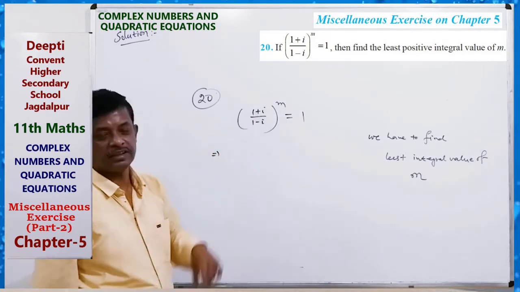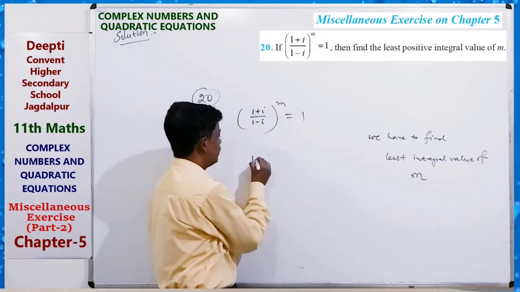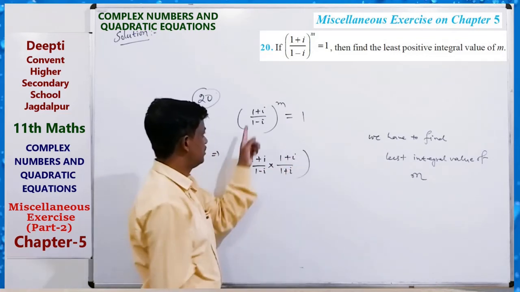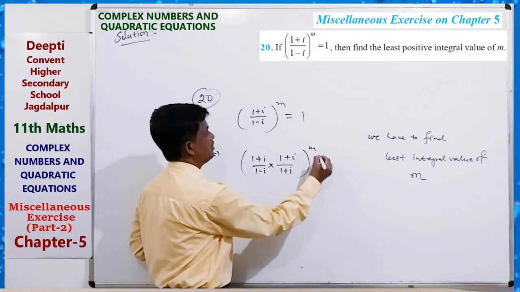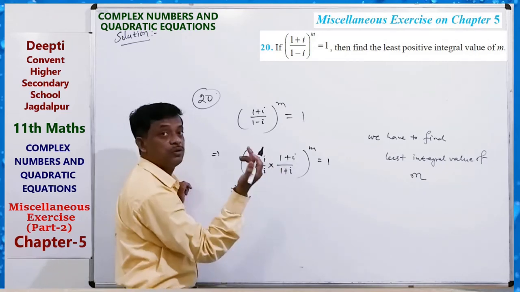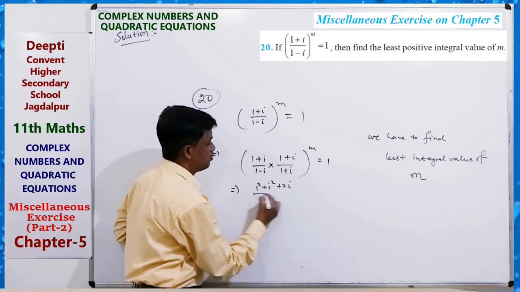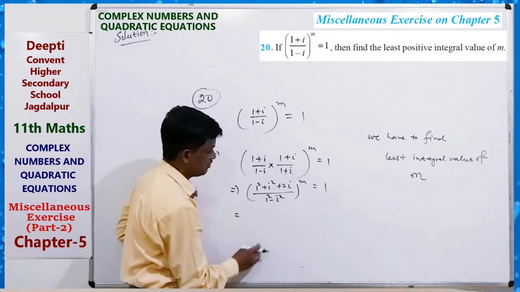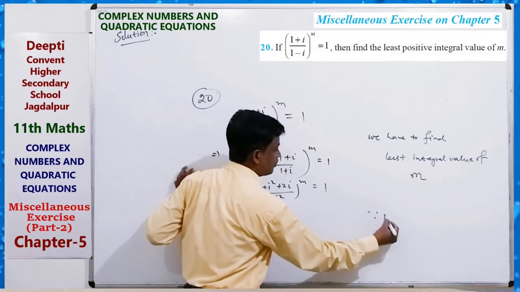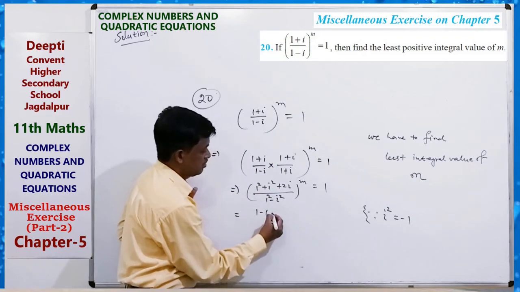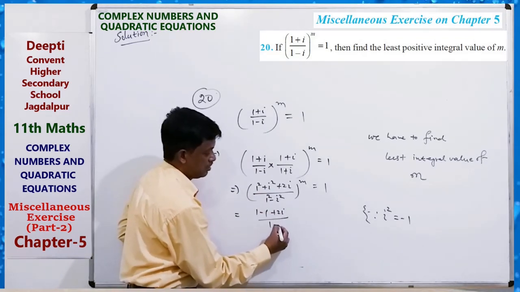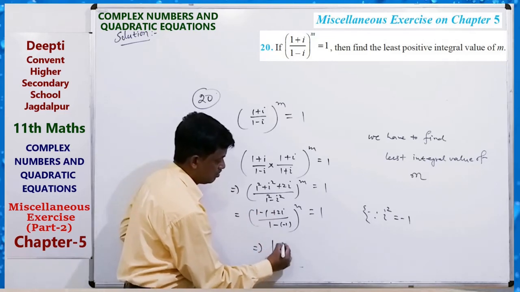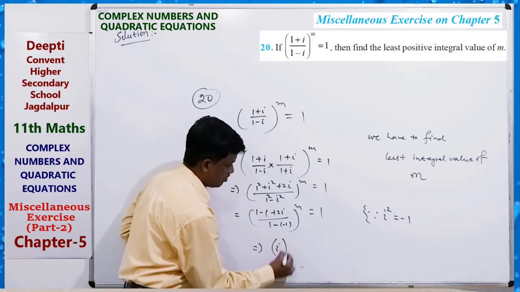We can convert it to a plus ib format. So (1 plus i) upon (1 minus i) into (1 plus i) upon (1 plus i). Just multiply it; the opposite sign for 1 minus i. Then (1 plus i) whole square gives 1 square plus i square plus 2i, upon 1 square minus i square. Since i square equals minus 1, this is (1 minus 1 plus 2i) upon (1 plus 1), which is 2i by 2, that is i. So i to the power m equals 1.